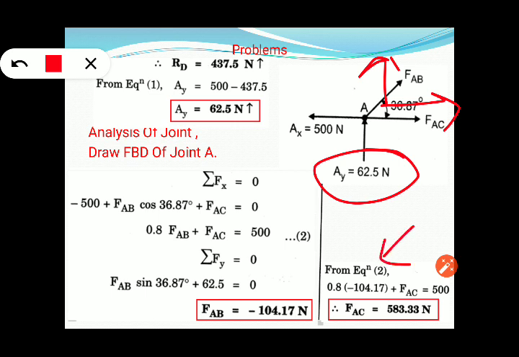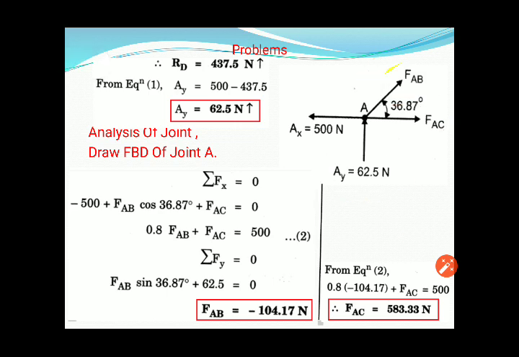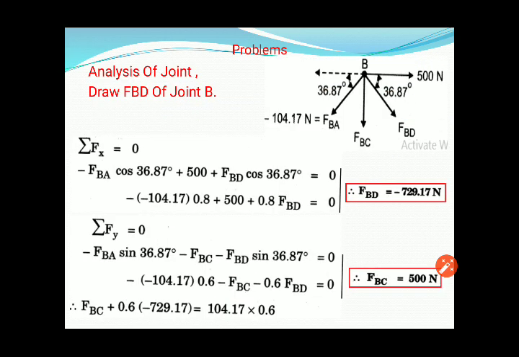Okay, you can see here. So when you replace that value, you will get the value of FAC, that is 583.33. So you got now the value of FAB and you got the value of FAC.